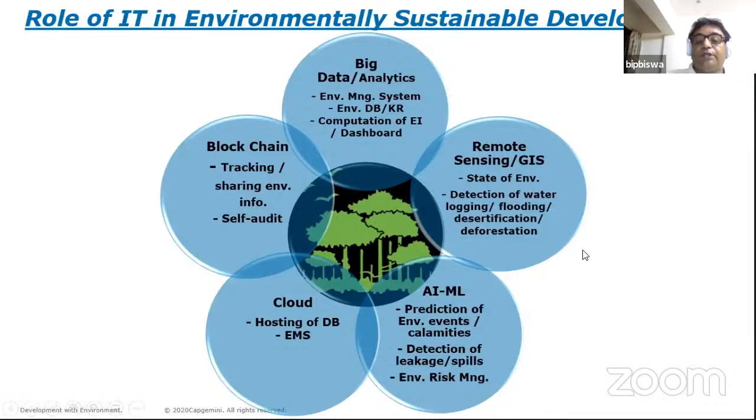So also it gives us the overall status of the environment, like flooding, desertification, and then using this data, we are putting various kinds of artificial intelligence or machine learning solutions to predict the environmental events or calamities that might happen in future. So if we do this proactively, then we can identify what kind of solution requires to be deployed even before these events happen. So there is proactive detection of those environmental events or calamities, like detection of leakage and spills, and we take proactive measures as well as corrective measures, and in this way it helps environmental risk management.